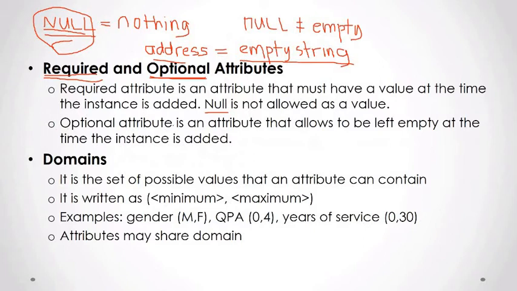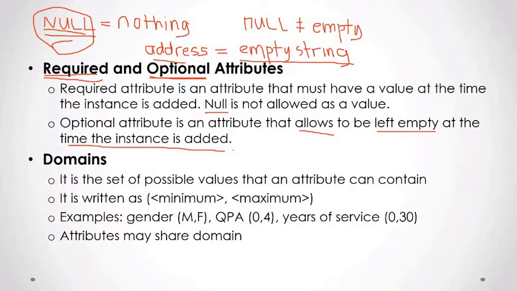So an optional attribute is normally an attribute wherein we allow that attribute to be left empty at the time the instance is added. So when you add a record, and it is allowed that that particular attribute can be empty, then that attribute is termed optional.